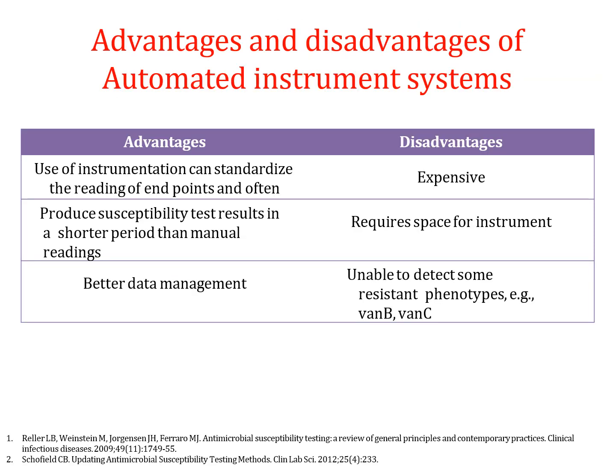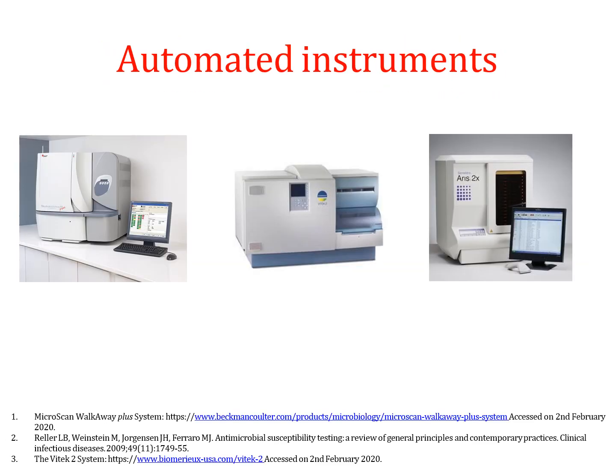So what are the advantages and disadvantages of automated systems? The advantage is that the use of instrumentation can standardize the reading of endpoints. There is better data management, and it produces results in a shorter period. A disadvantage is that it is expensive, it requires space for instruments, and it is unable to detect some resistance mechanisms. So these are a few images of the automated systems.